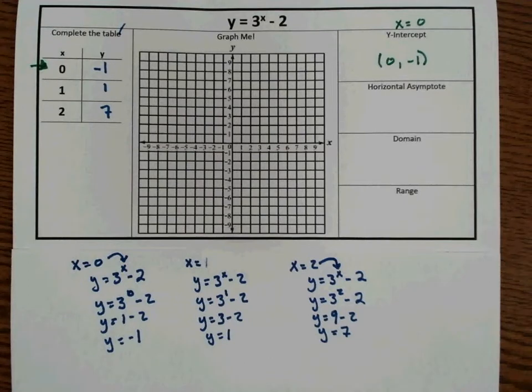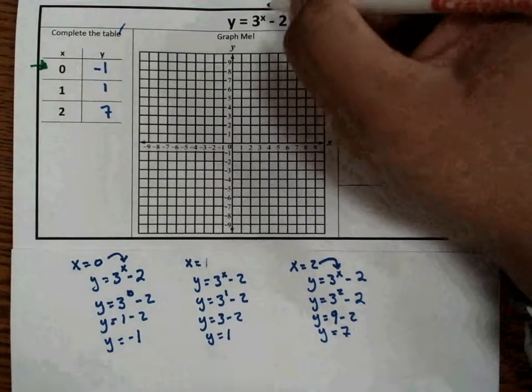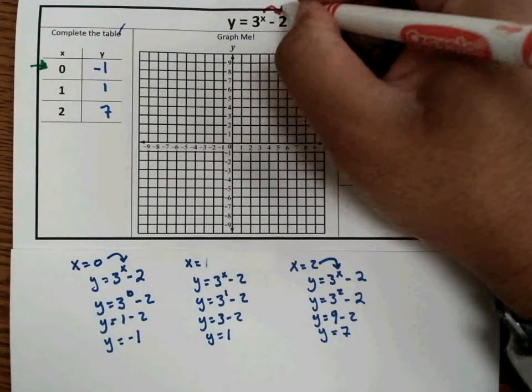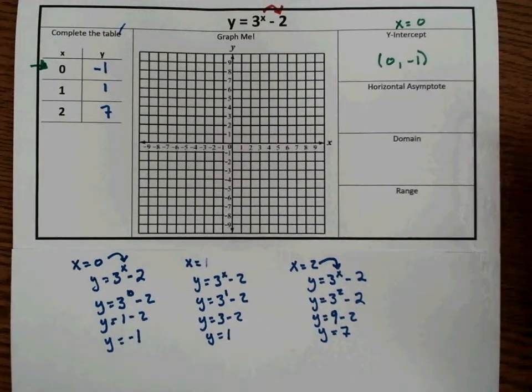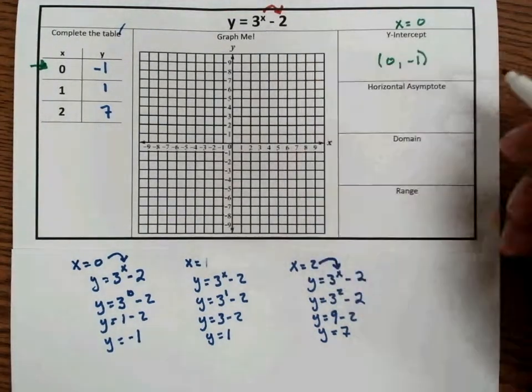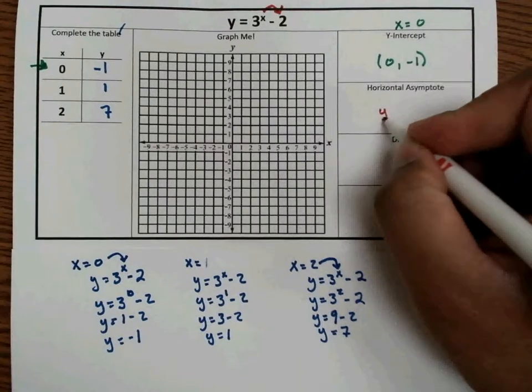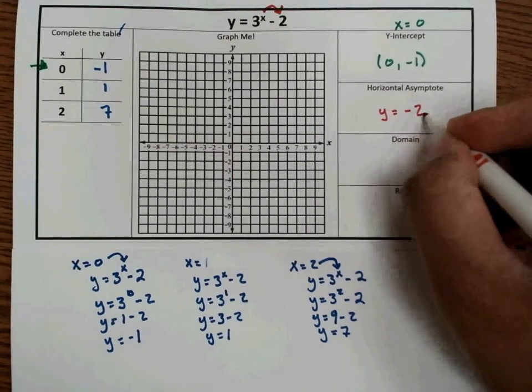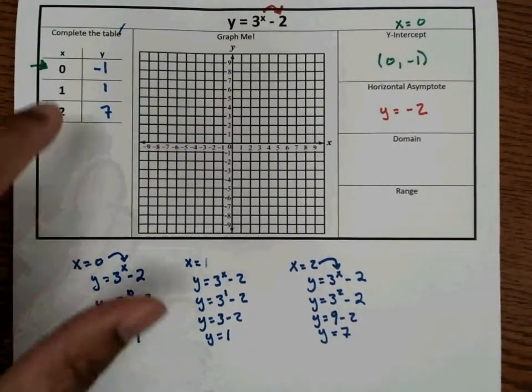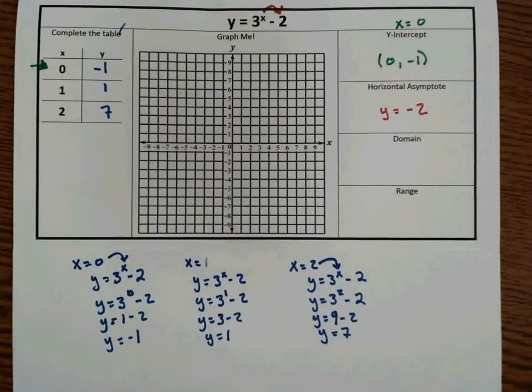Remember from the previous video, the horizontal asymptote is the number after x. And again, since this is -2, it's going to be a -2. But we have to write it as an equation because it is a line. And remember, once we have these three things, we can go ahead and graph it.